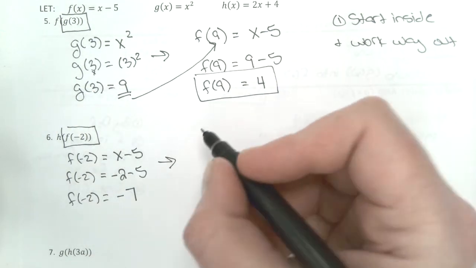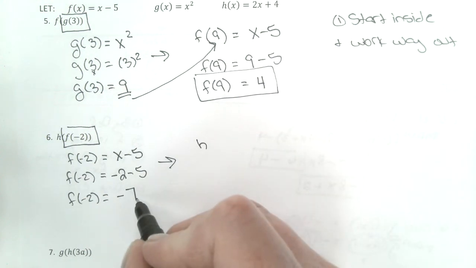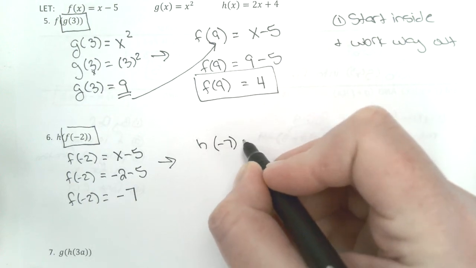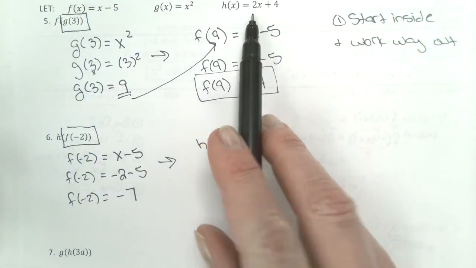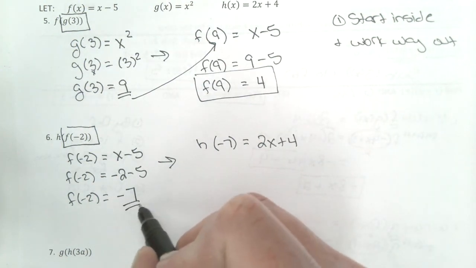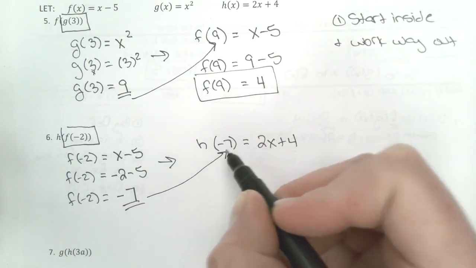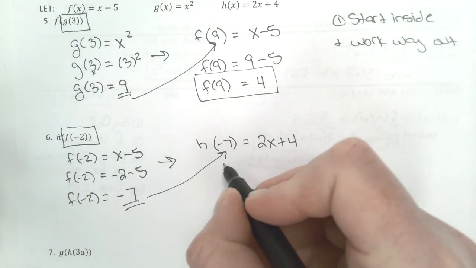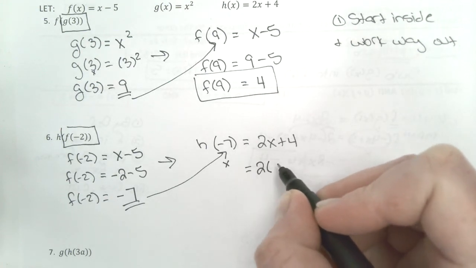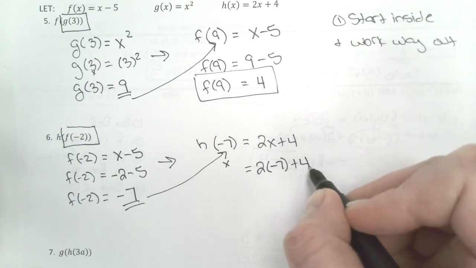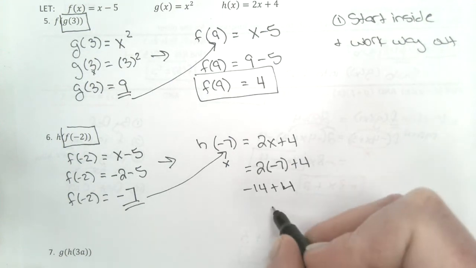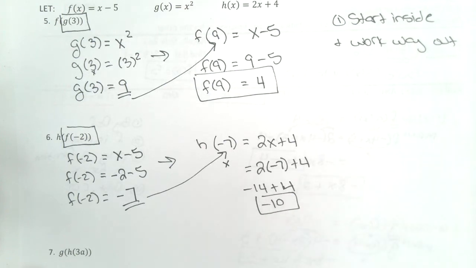Now you need to plug that number into the h function. So h of negative 7. Your h function is 2x plus 4. Whatever number you get here, that follows into the next step, and I'm plugging that in place of my x. So I have 2 times negative 7 plus 4. Negative 14 plus 4 is negative 10.